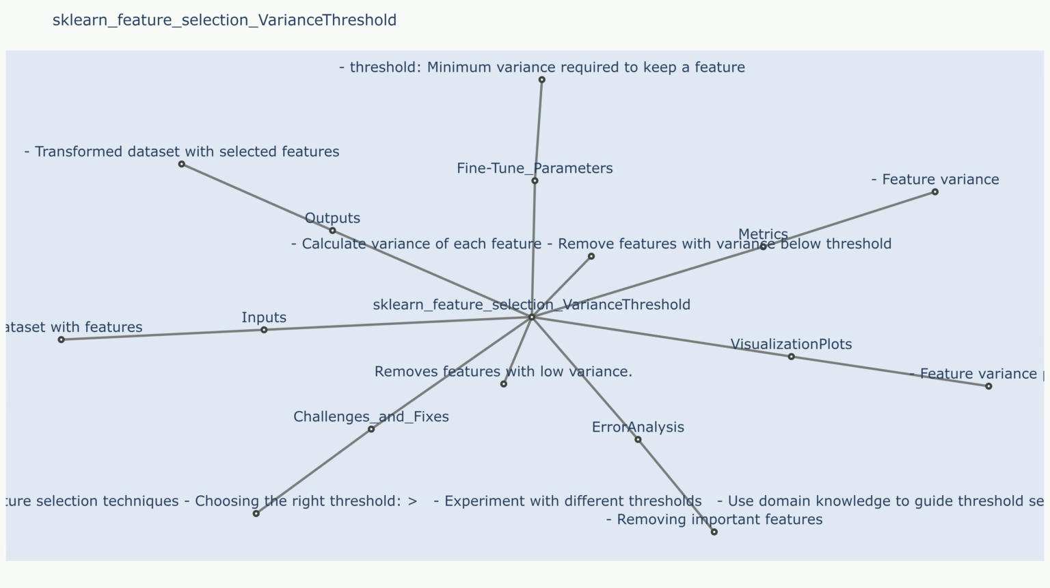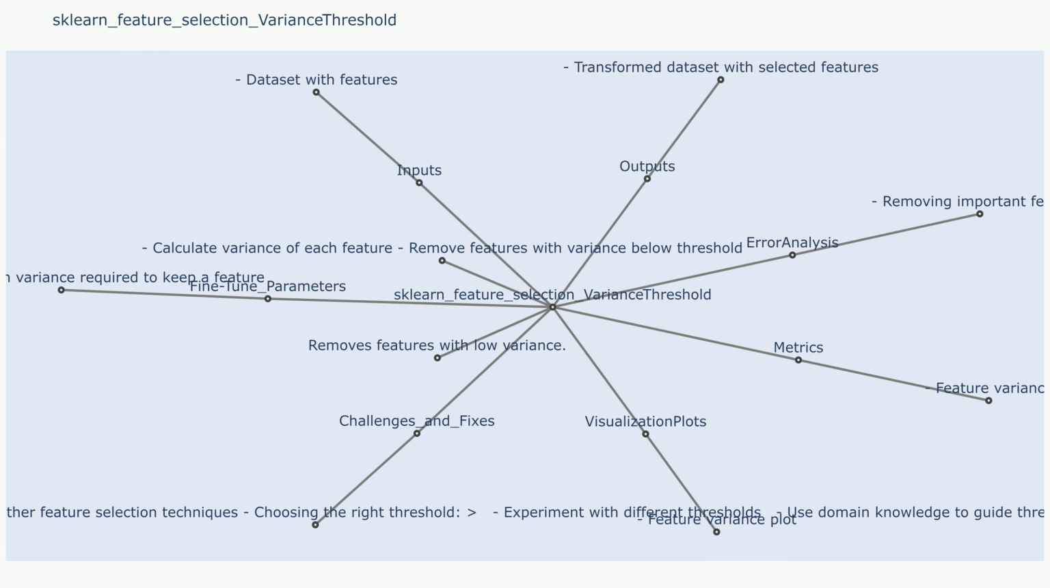Fixes to challenge 2. Standardize or normalize the features before applying variance threshold. This ensures that all features have similar scales, preventing biases based on variance.